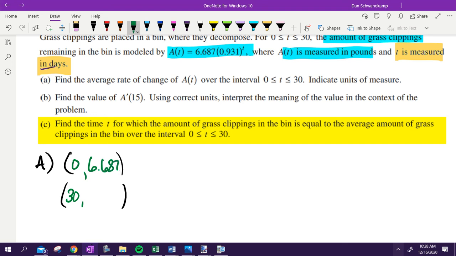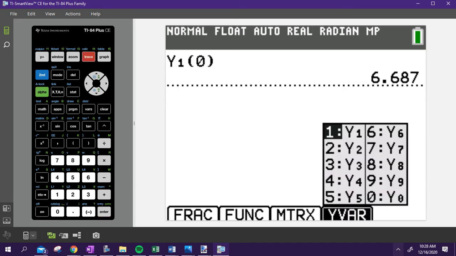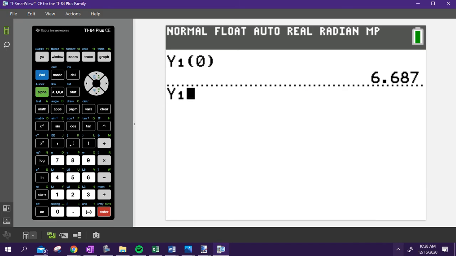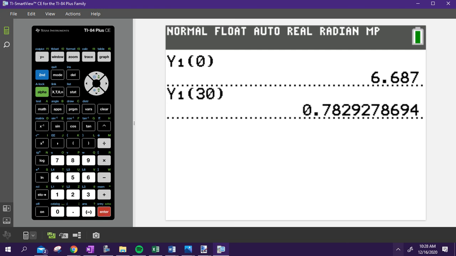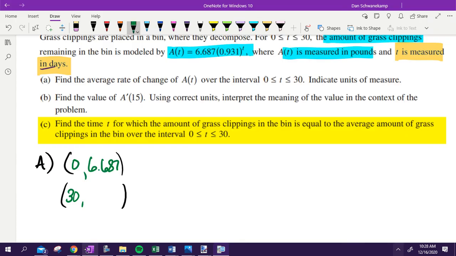That is my y value. And then I want to plug in 30. Same thing: alpha F4, Y1, parentheses 30. I hit enter. How many decimals? 0.783 is going to be my value. If I want to find the average rate of change, what am I going to do with these two points?